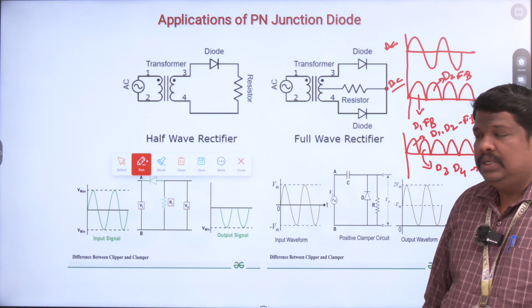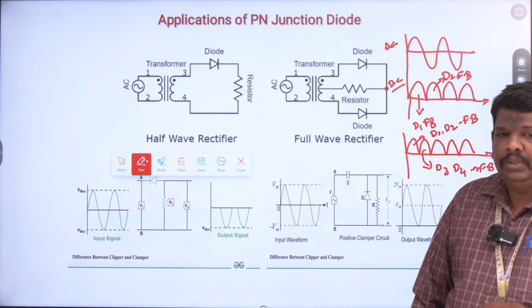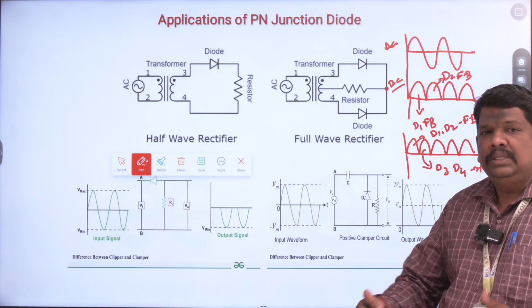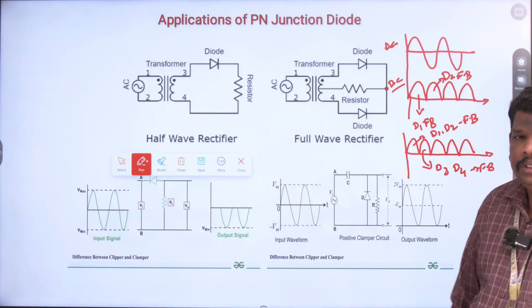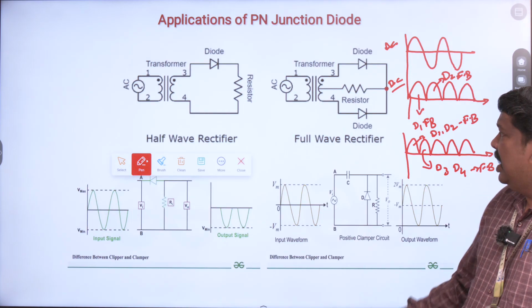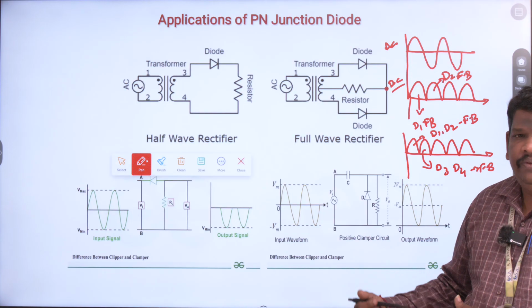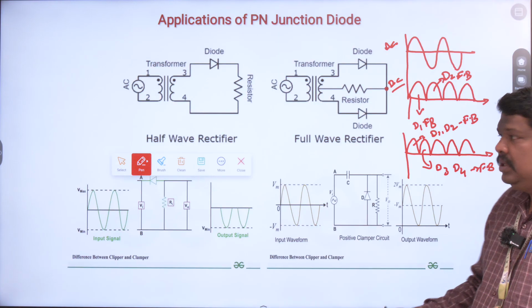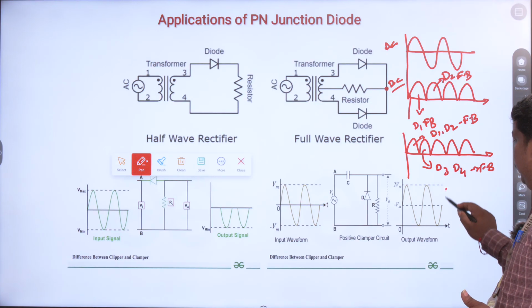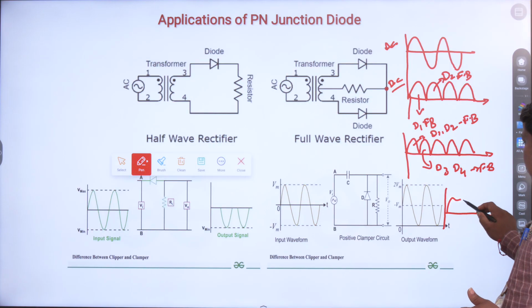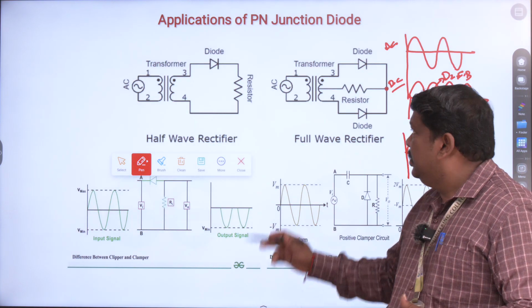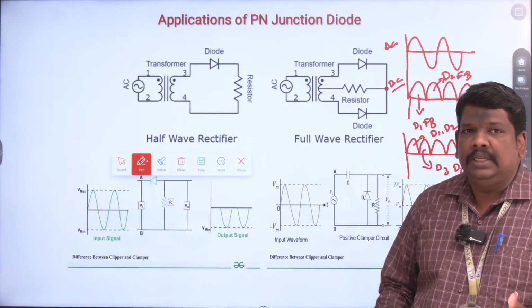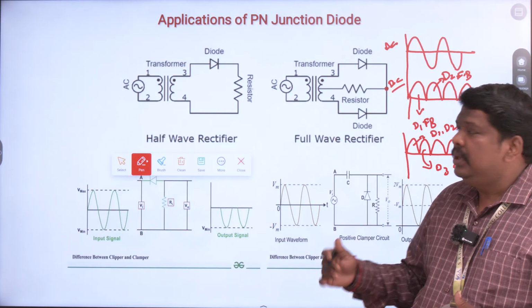We use the diode in rectifier circuits to convert the AC signal to DC signals. Here it is not a pure DC. For getting a pure DC, we have to add filter circuits. Once we apply filter circuits to the rectifiers, the pulsating DC can be converted to pure DC.